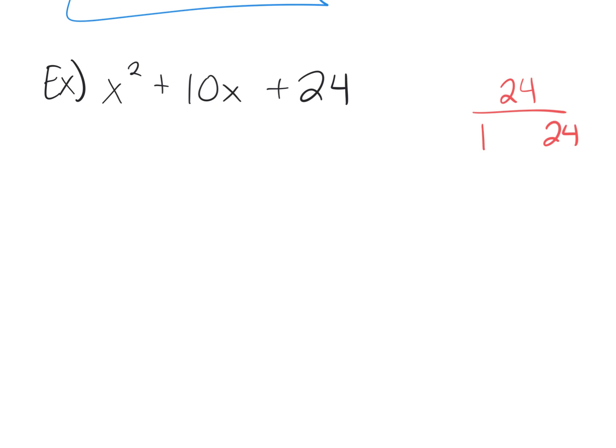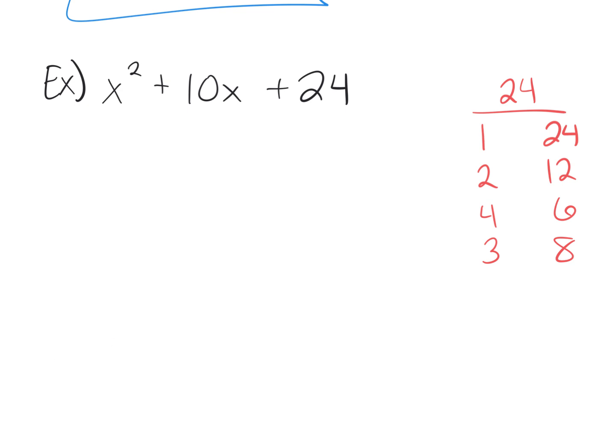What else do you guys got? 2 and 12, 4 and 6, 3 and 8. Good. Is there any more that you guys came up with? Remember, if it helps you first, just like we did yesterday, you can list 24 and do the factors this way, like we did yesterday, and then get pairs from there. Okay. What do we do next?